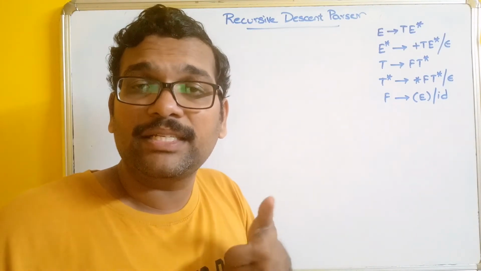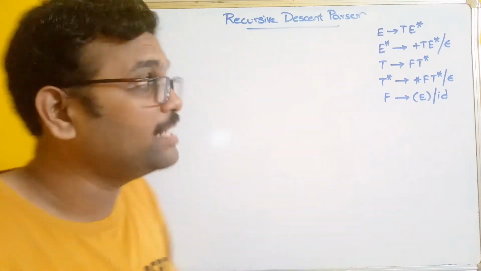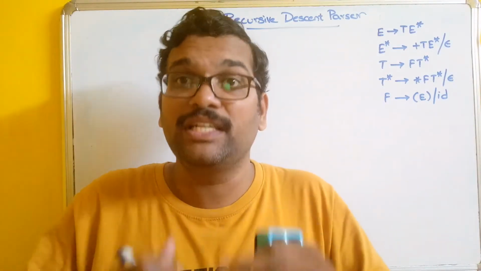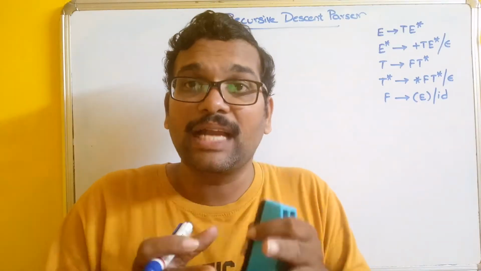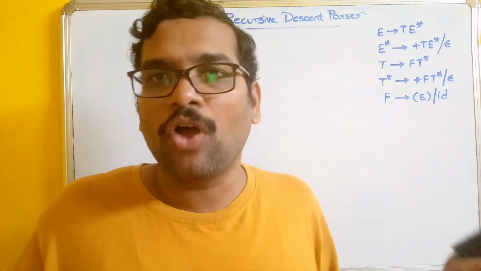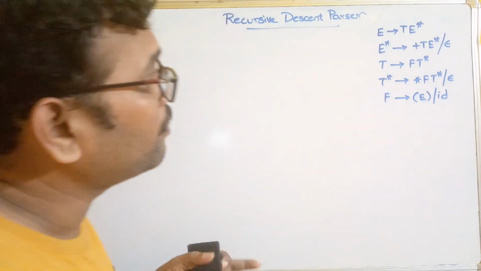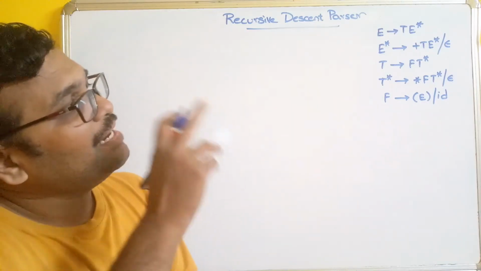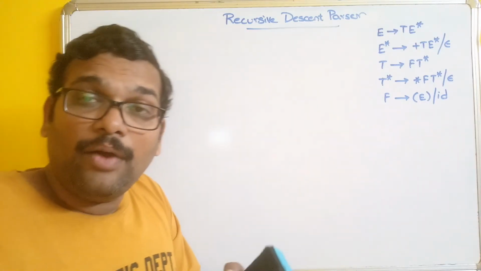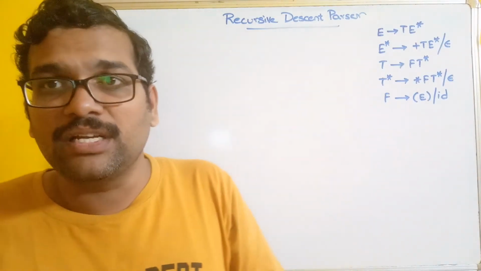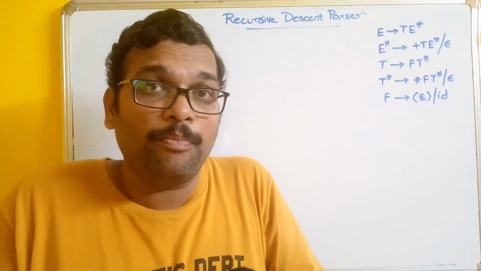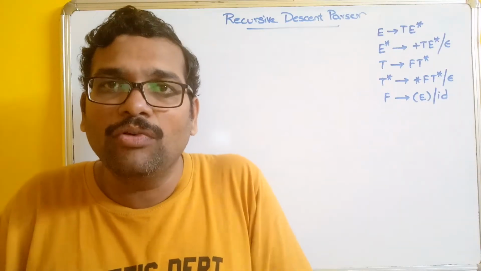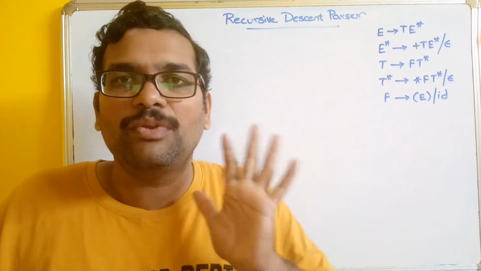Top-down parsing should always start with the starting symbol. What is the starting symbol here? E. We have to start with the starting symbol itself because it is top-down parsing, and from the starting symbol we expand the non-terminals until we get the terminals. Now, starting from this, write down the procedure for each and every production. The number of procedures we have to write equals the number of non-terminals in our grammar, so just count the non-terminals.